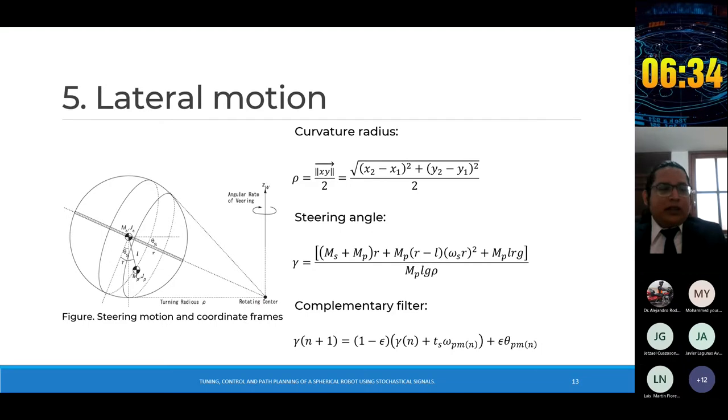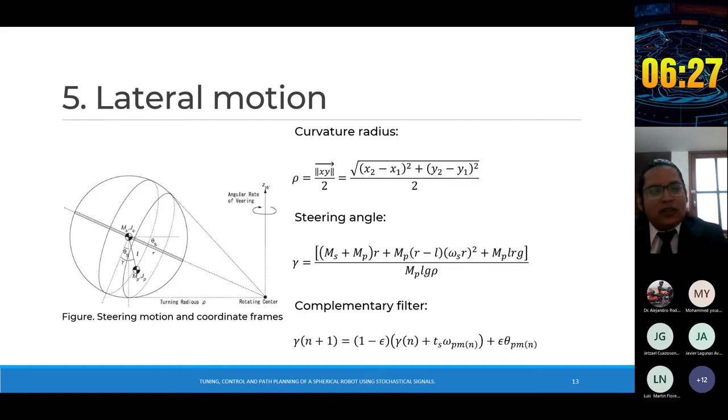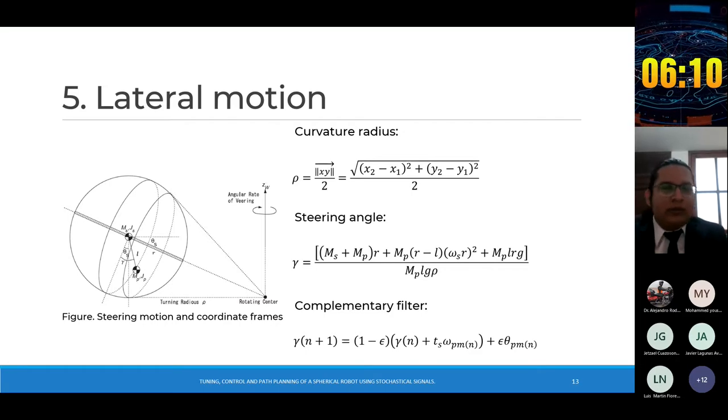And because of the oscillation of the pendulum, we have many sideways oscillations that are filtered using a complementary filter that is shown in the last equation, to eliminate or minimize these oscillations to reach the point that we want to reach.